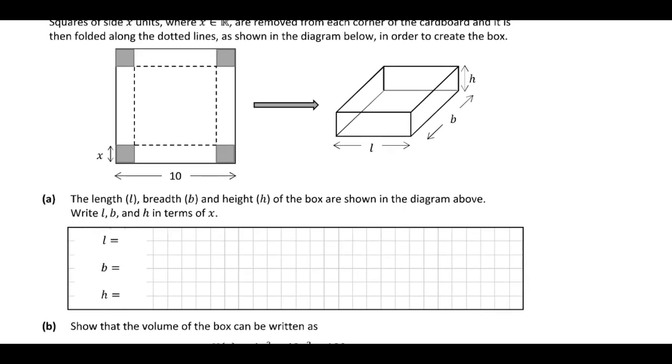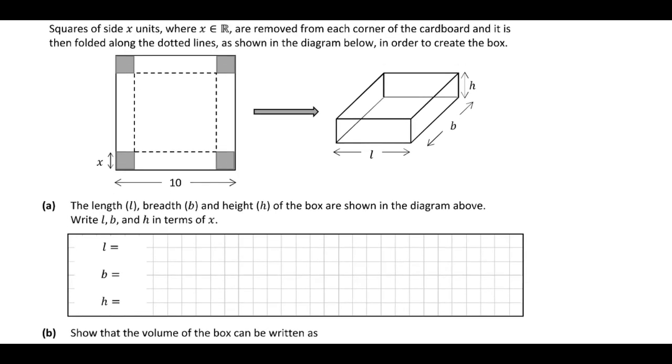So if you take your original square sheet, it's square, so that means it's 10 this way, it's 10 this way as well. And the length and the breadth are just going to be 10 minus 2x. You have an x here, you've got an x here, total in 10, so this distance from here to here is just going to be 10 minus 2x. So the length is 10 minus 2x. The breadth here is also 10 minus 2x, and then the height up along here is just going to be x.